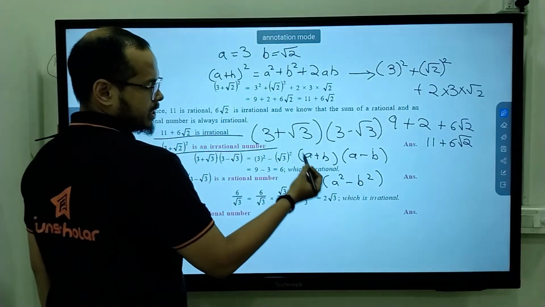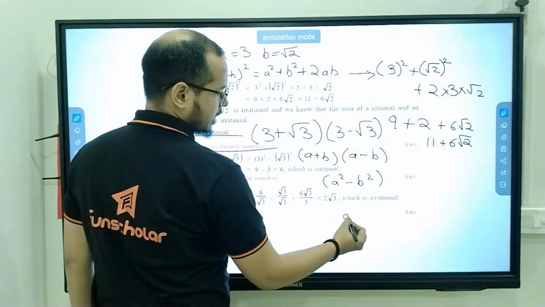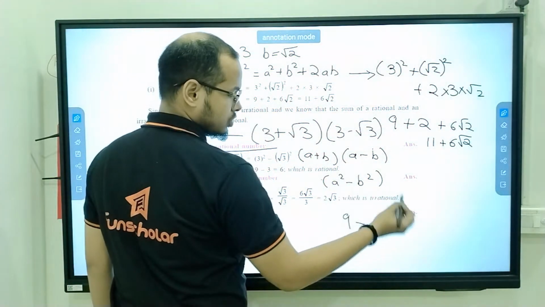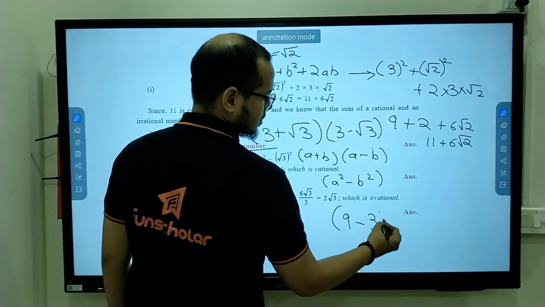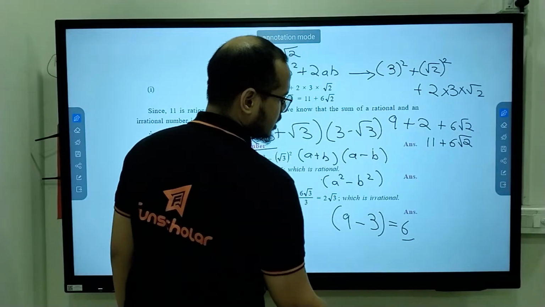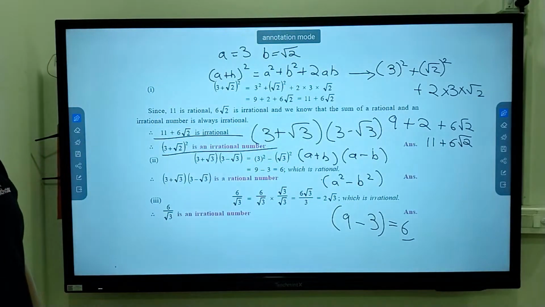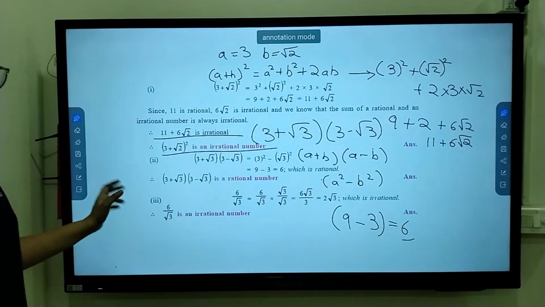Okay, so what was a here? 3. So 3 square is 9 minus b was root 3. Root 3 whole square is 3. Plus, the answer is 6, which is a rational number. Okay, did you understand?